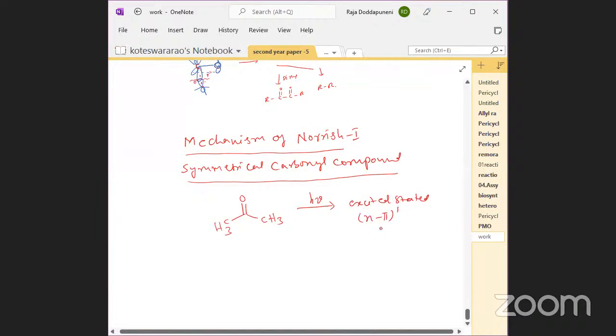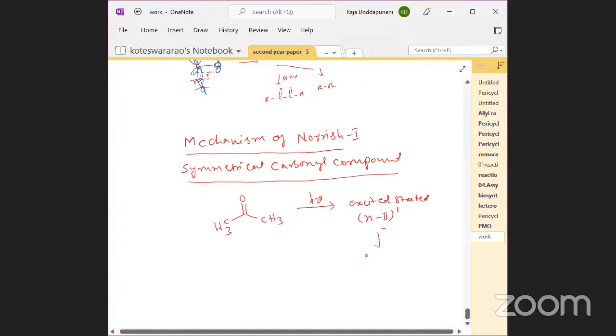If you are not using a triplet energy photosensitizer here, the excited state stops after formation of the n-π* excited state. Suppose you are using a photosensitizer like acetophenone, benzophenone, or naphthalene, this singlet state will be converted into the corresponding triplet state energy. But here I am conducting the reaction with the n-π* singlet state.